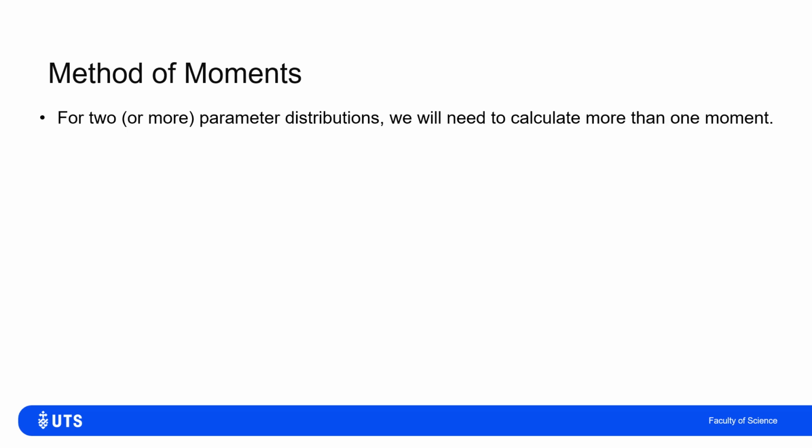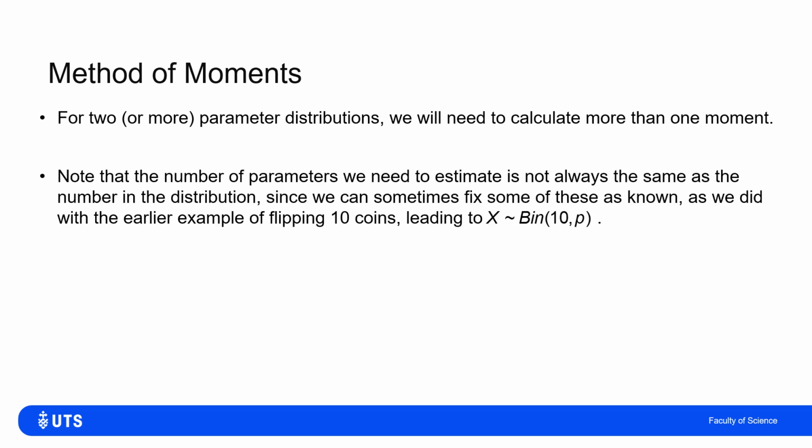Now that example was relatively simple. There was one parameter to estimate, P, so I only needed one moment. Although I said it's a one parameter problem, the binomial, of course, has 2 parameters. But in this scenario, I knew the coin was only flipped 10 times, so I already knew one parameter. So it was handled as a one parameter distribution.